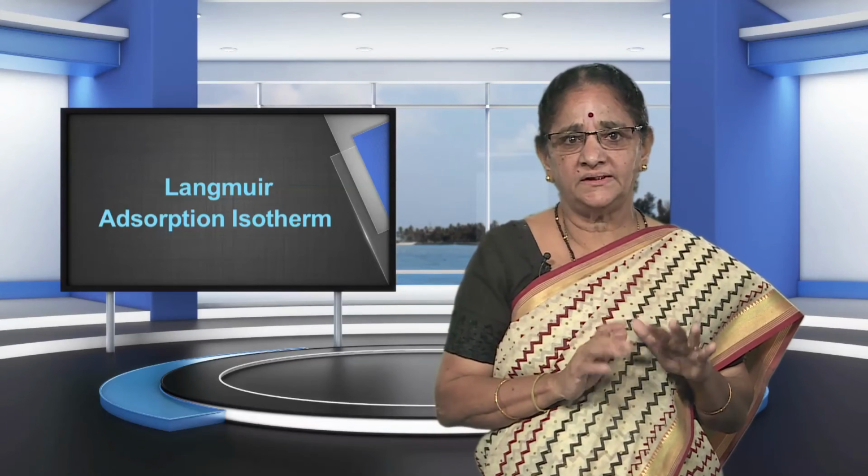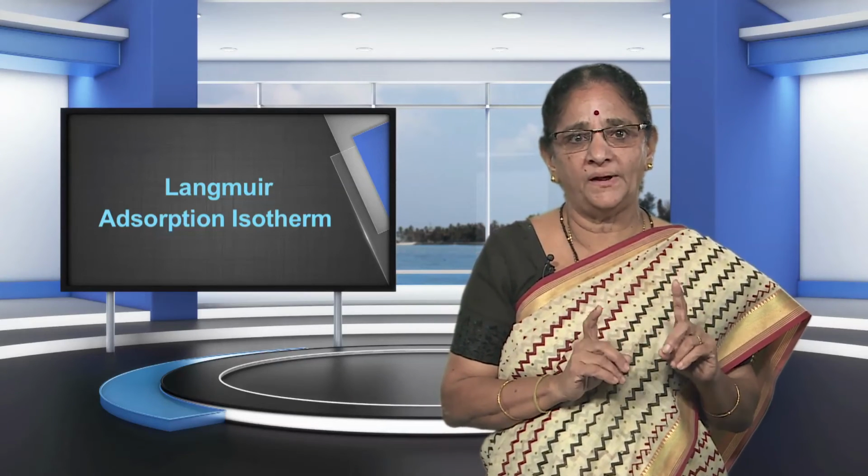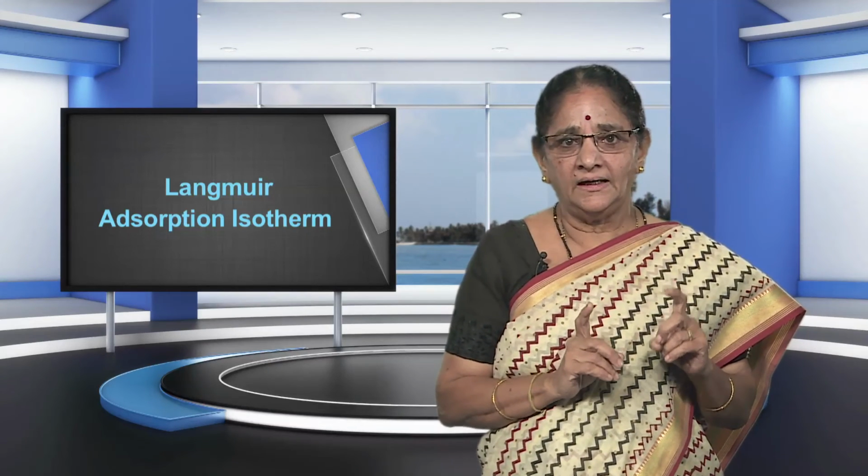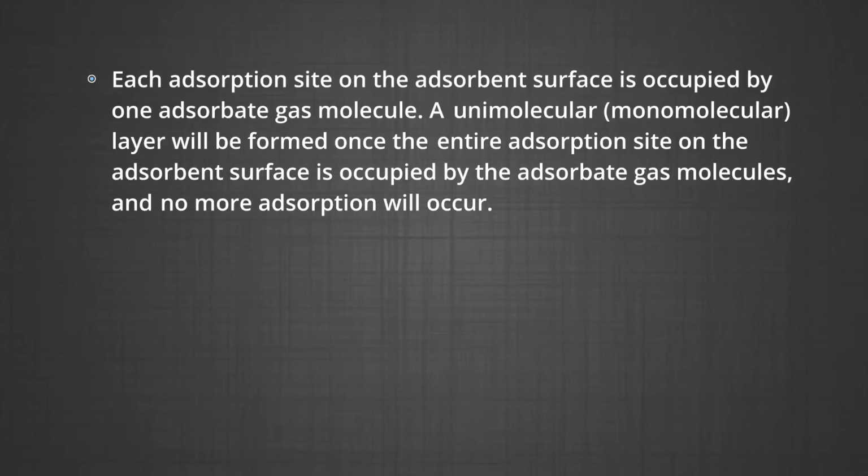However, for desorption, the rate will depend upon the occupied sites. Hence, the desorption rate will be less initially and will gradually increase as more and more adsorption sites on the adsorbent surface get occupied. Number 5, each adsorption site on the adsorbent surface is occupied by one adsorbate gas molecule. A unimolecular, that is monomolecular, layer will be formed once the entire adsorption site on the adsorbent surface is occupied by the adsorbate gas molecules, and no more adsorption will occur.